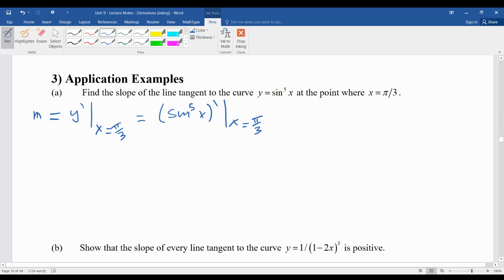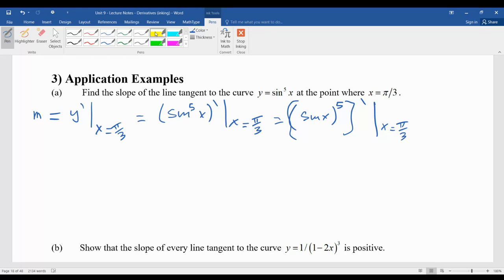The way the function is written, sine to the fifth of x, it may not be obvious which one is the inner and which one is the outer. So I'm going to do one more step and write the function as sine of x to the fifth, and then take the derivative at x equals pi over 3. Now it's obvious: the inner is sine of x, and the outer is the fifth power.